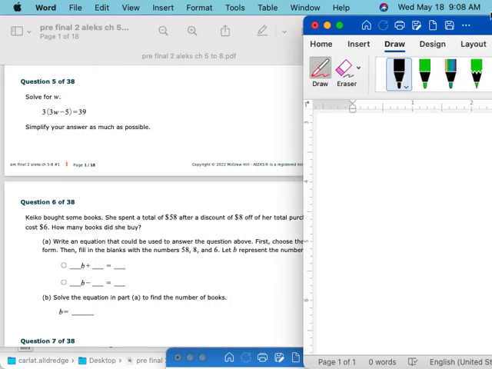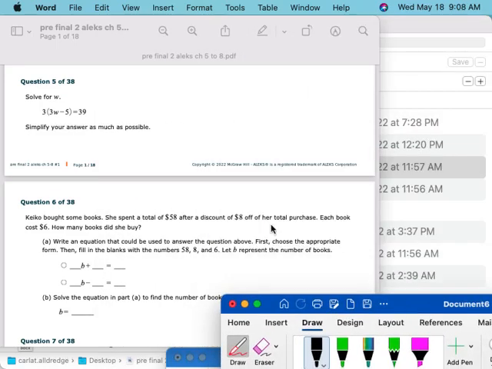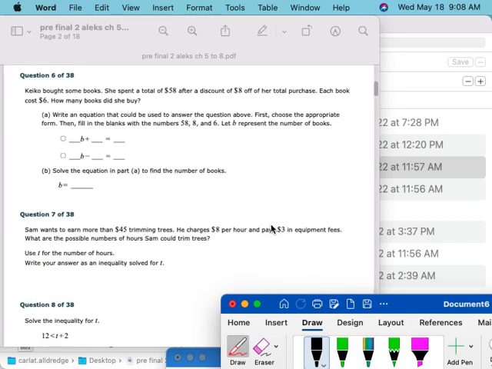All right, so let's look at number 6. Okay, so Keiko bought some books. She spent a total of $58 after a discount of $8 off of her total purchase. Each book cost $6. How many books did she buy?